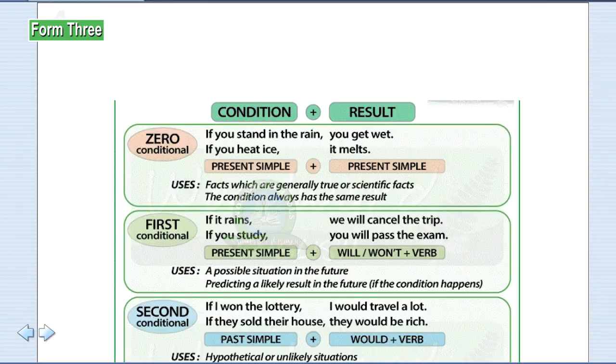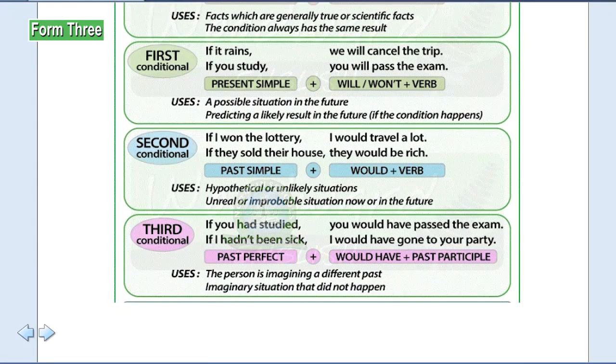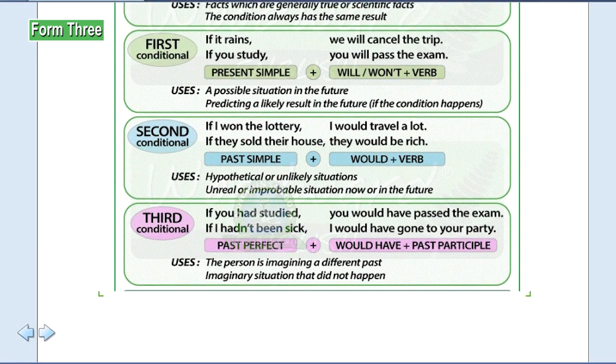Let's go to the second condition. The second condition is known as future conditional. This is also known as future conditional. Future conditional talks about, or the use of future conditional is, a possible situation in the future, or you can also say predicting a likely result in the future if the condition happens.